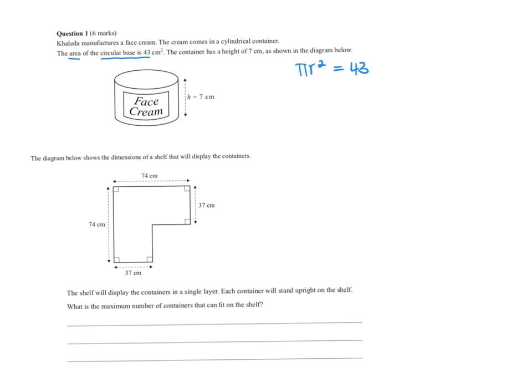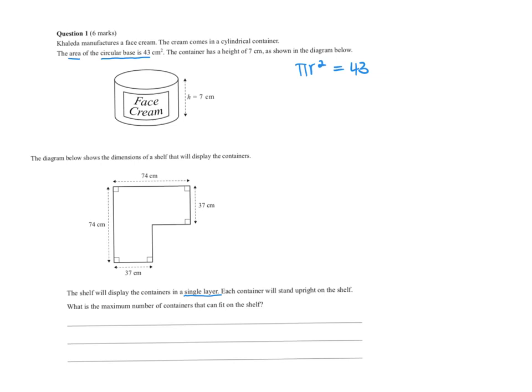Okay. So the diagram below shows the dimensions of the shelf that will display these containers. The shelf will display containers in a single layer. Each container will stand upright on the shelf. What is the maximum number of containers you can fit on the shelf?